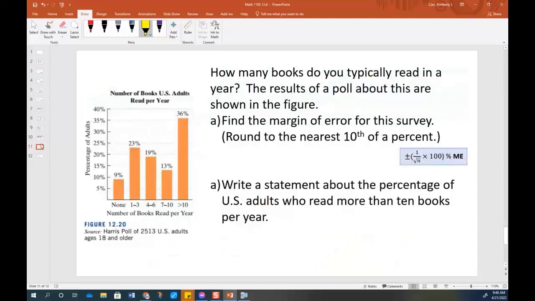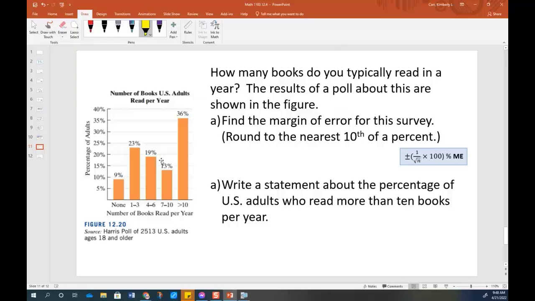All right, this is the same kind of problem. So I've just got that formula down there really small. How many books do you typically read in a year? The results of this poll are shown in the figure. Find the margin of error. So here's our formula for the margin of error. So I need to know how many adults they surveyed to find N.